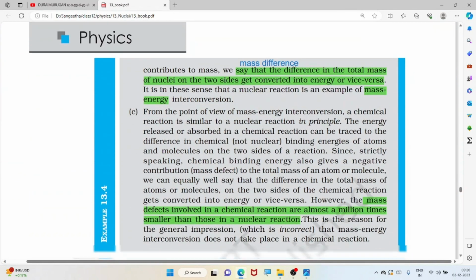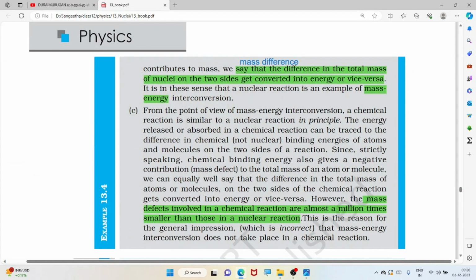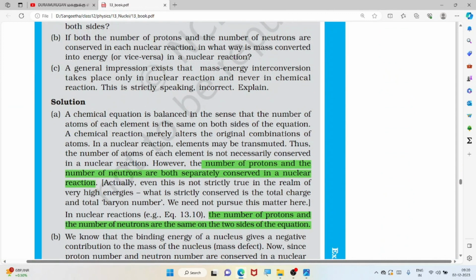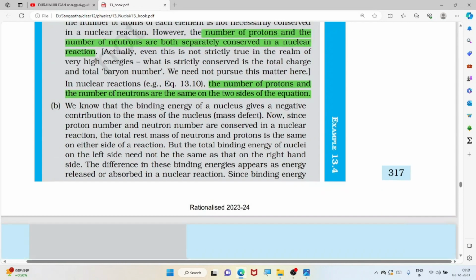Since the binding energy contributes to mass, we say that the difference in the total mass of the nuclei on the two sides gets converted into energy or vice versa. It is in this sense that a nuclear reaction is an example of mass-energy interconversion. A general impression exists that mass-energy interconversion takes place only in a nuclear reaction and never in a chemical reaction. This is, strictly speaking, incorrect.